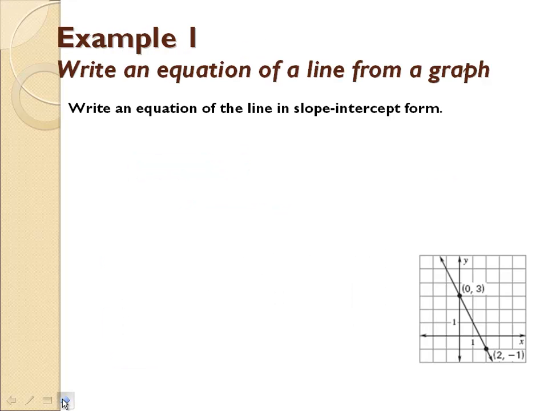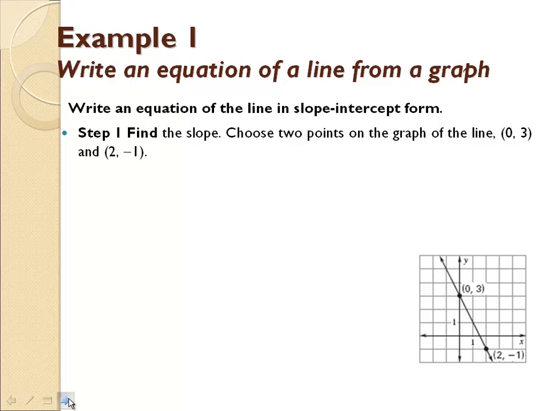So our first example, write an equation of a line from a graph. We're going to write an equation of the line in this graph in slope-intercept form. First thing that we need to do is find the slope. This is going to be step 1 for all of our writing equation problems. We're going to follow 3 easy steps to write equations, and the first step is always to find the slope.